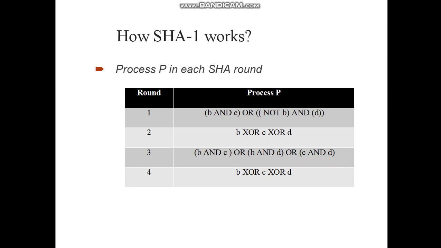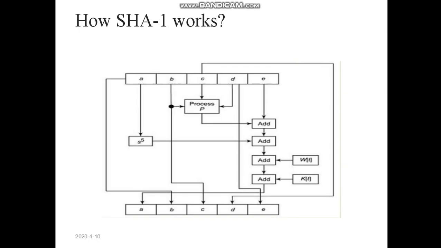We already saw process P. Process P varies from round to round, as shown in the table. This is the diagrammatic representation of the mathematical operation of the SHA-1 algorithm.